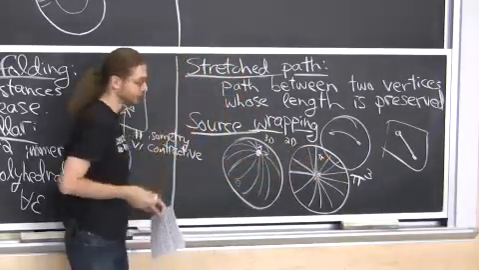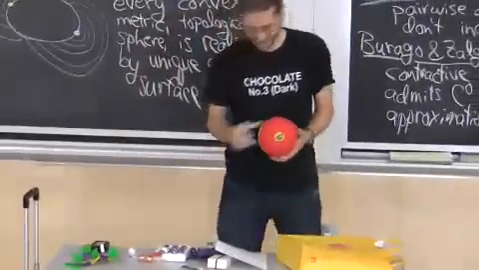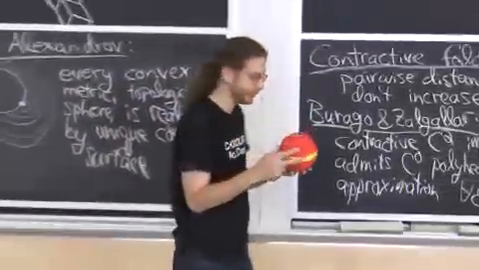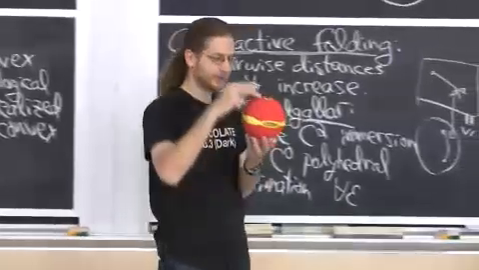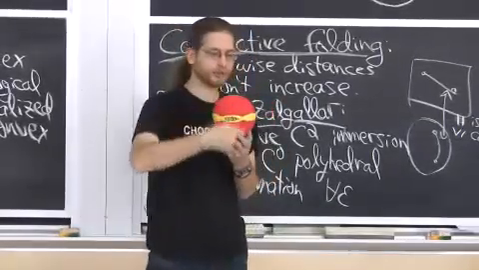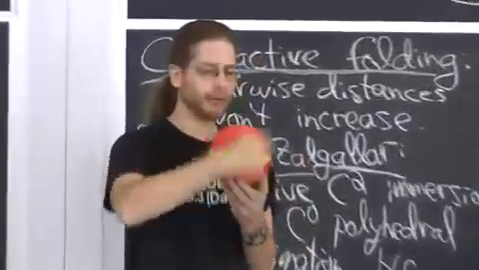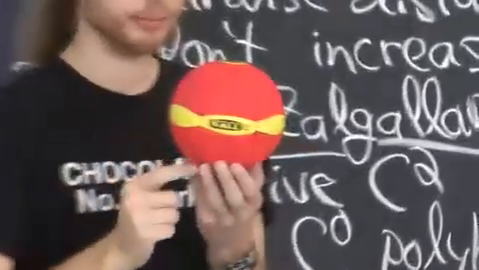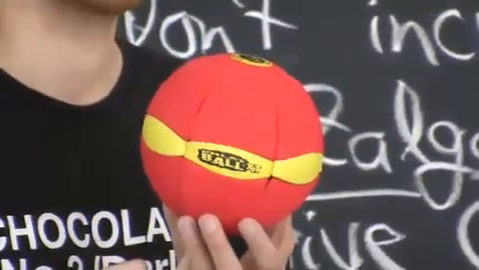Make sense? I actually brought a couple of spheres. I brought some chocolate spheres, but a slightly bigger sphere, so we can think about this. In this case, we're making stretched paths all around from the North Pole down to the South Pole, and cutting at the South Pole, and that's it.